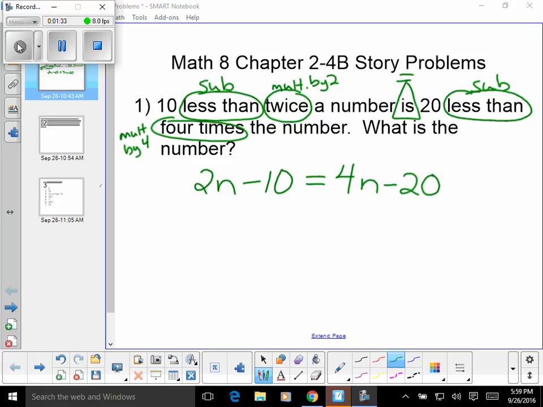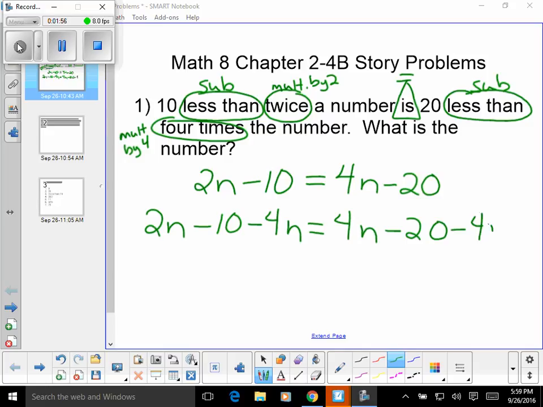Now we want to bring the variables to one side or the other, and I usually recommend that you take them to your left until you get used to working with these. So I'm going to take 2n minus 10 minus 4n equals 4n minus 20 minus 4n. At this point, I am going to change the minus 10 to add the opposite, and I'm going to change the minus 20 to add the opposite. You can do the same thing with the 4n's.